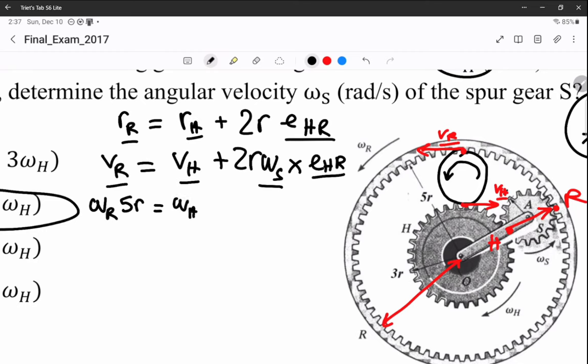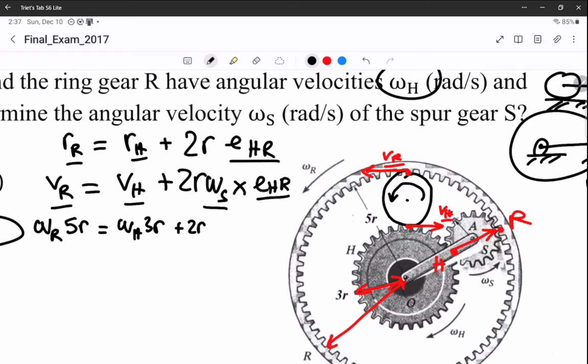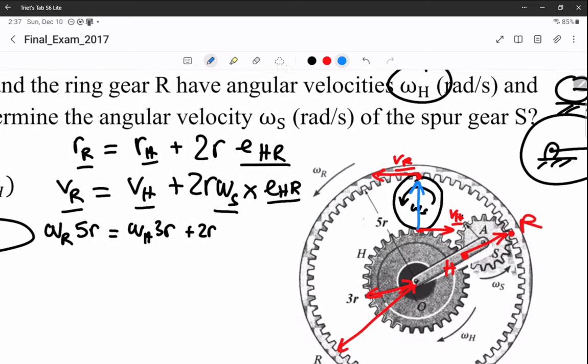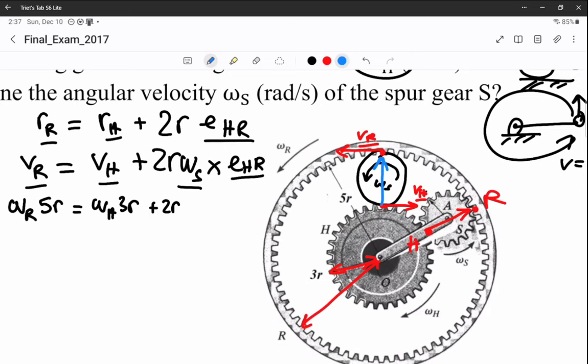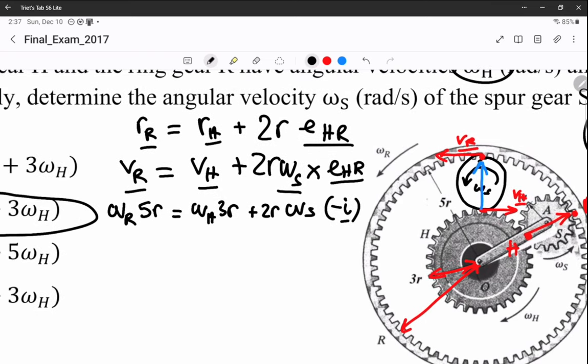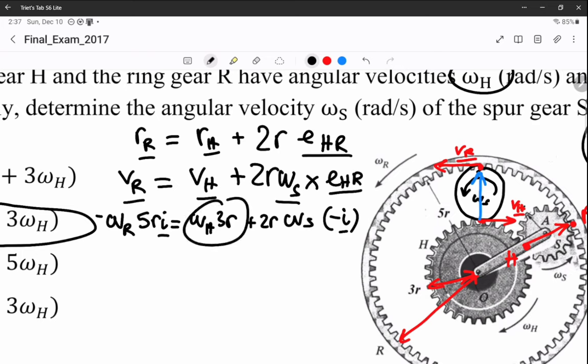Again, V_H is the same scenario. That's going to be omega H times the distance into here, which is 3R plus 2R omega S. This is where this picture comes in. Pretty helpful, right? So omega S is counterclockwise, that's out of the page, cross E_HR. In this case, E_HR is going to be something like this, out of the page, curving upwards, going to the left, and that's going to be negative. By the way, this direction is going to be negative i, because this is to the left. And this one is going to be positive because V_H is to the right. That's why I drew the picture here too, for easier sign convention.